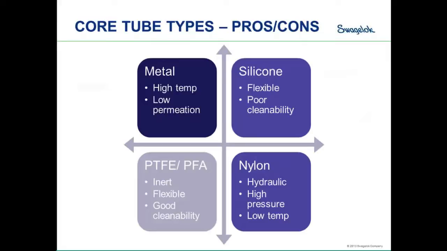Now, a negative with a metal hose would be flex fatigue. A simple way to explain that would be if you were to take an aluminum can and bend it back and forth, over a period of time, that can is going to break in half. That's flex fatigue.